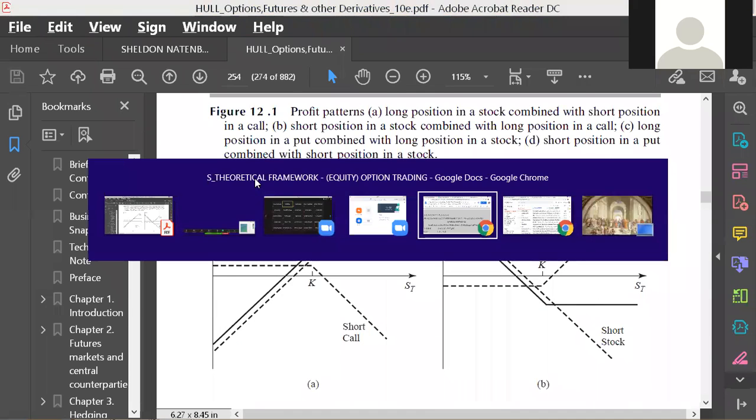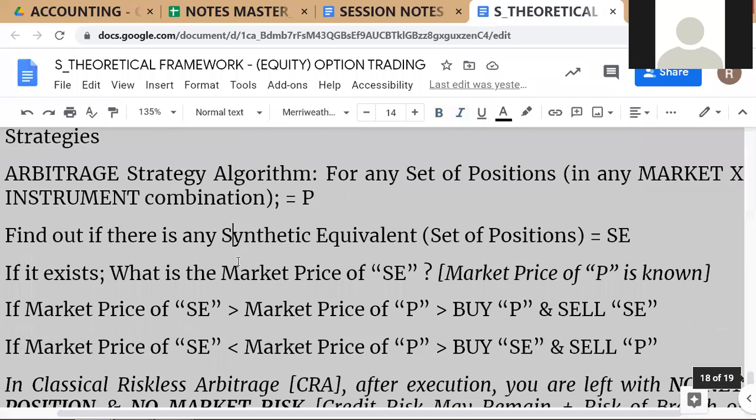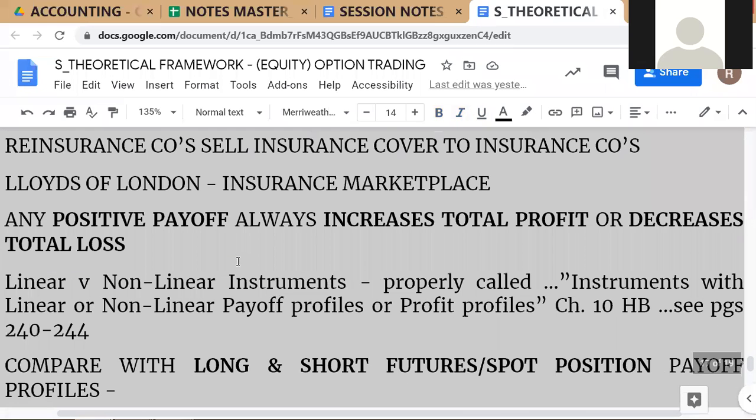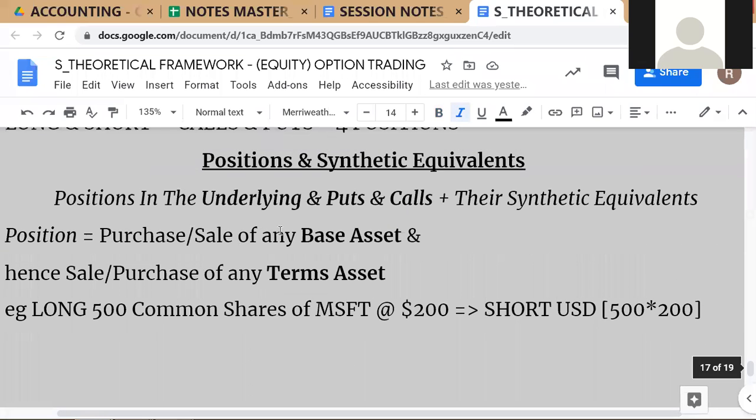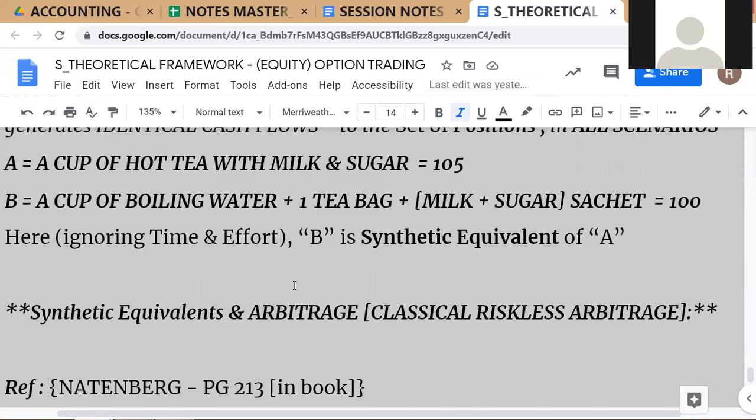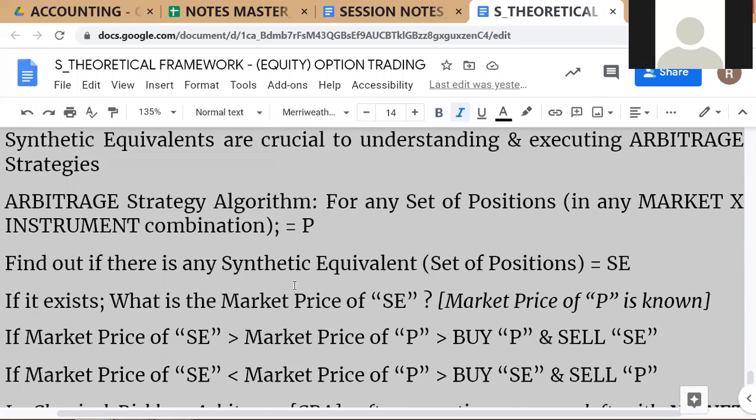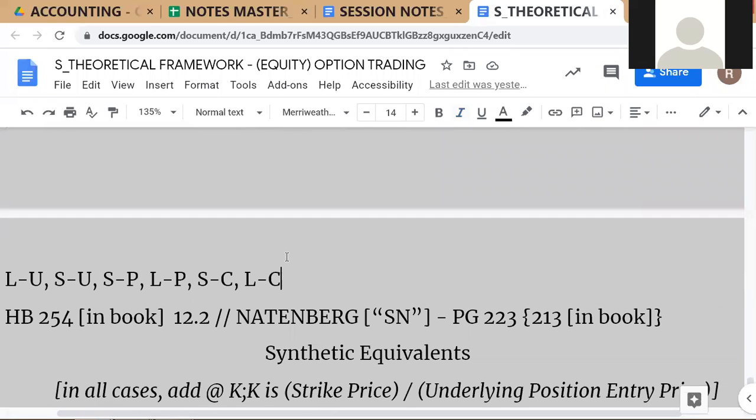So let's continue with this topic of synthetic equivalence. Let's see what we have covered on this larger topic. We have done payoff profiles earlier, and now we went into synthetic equivalence positions. Okay, synthetic equivalence, arbitrage, understanding CRA, understanding misuses of arbitrage, and we are back to this now, understanding synthetic equivalence.